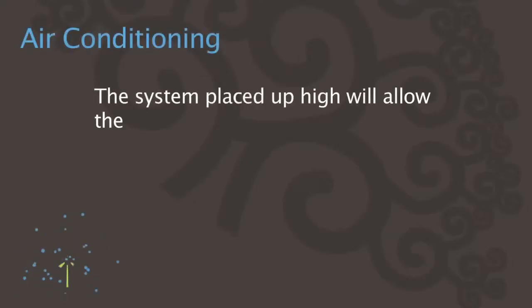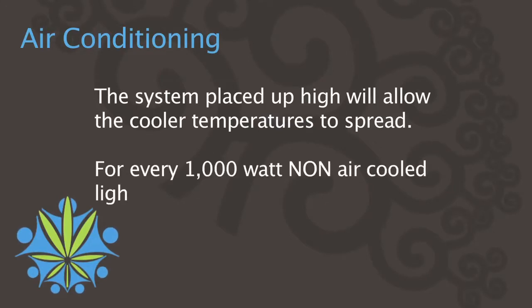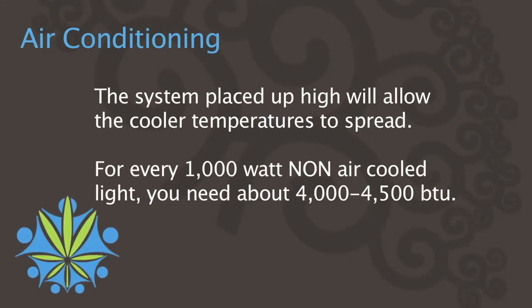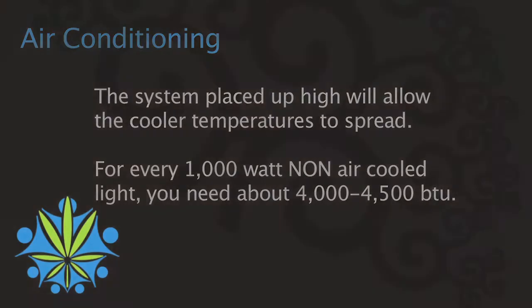You want to use AC for sure if, like I said, you're using CO2, if you're just trying to get your room cool, or if you're not using air-cooled lights. If you're not using air-cooled lights, you're more than likely going to have to use AC, just for the fact that it gets way too hot in the room. Using AC will definitely cool the temperature and get it right. So if you're not using air-cooled lights, you want to have at least 4,000 to 4,500 BTU per light to make sure that you're able to cool the room effectively.